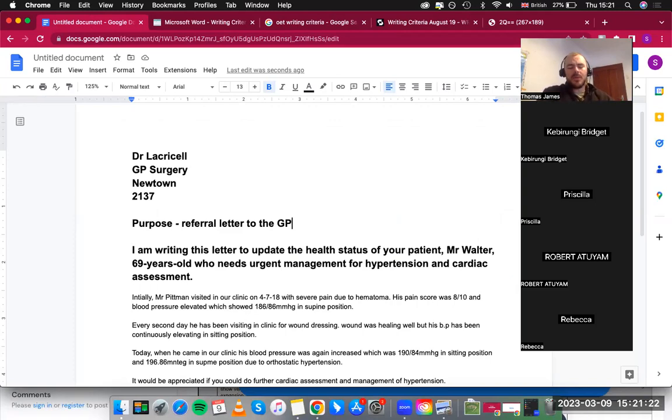He or she, I don't know who wrote the letter, but you don't really know what she's asking for. Can you update the health status of your patient? It just seems like she's given an update, when actually what we need to be doing very clearly is to refer the patient back to her GP. I know in general it sounds like the same thing, but in the letter it's very important that we write that purpose.